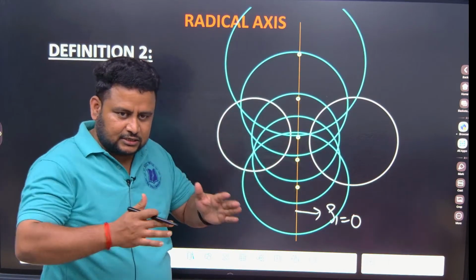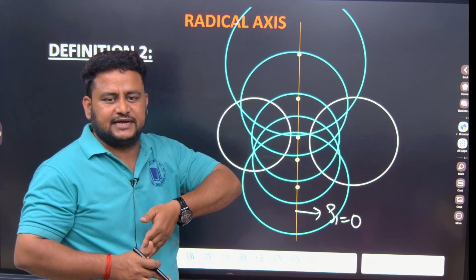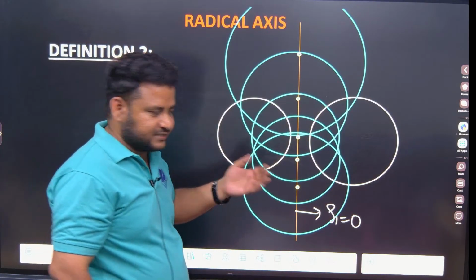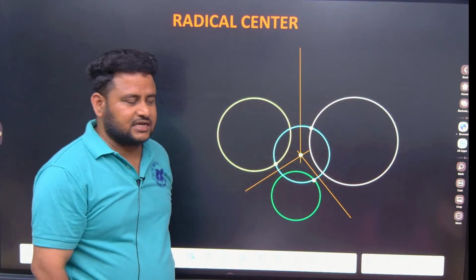The points you get by drawing equal tangent lengths, or the centers, form the radical axis. Now three circles are given. Three circles are given. Okay.